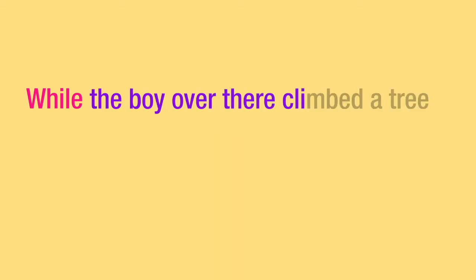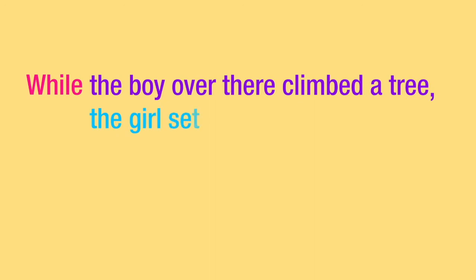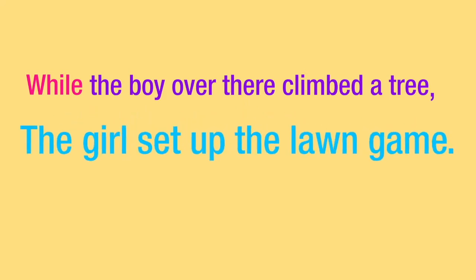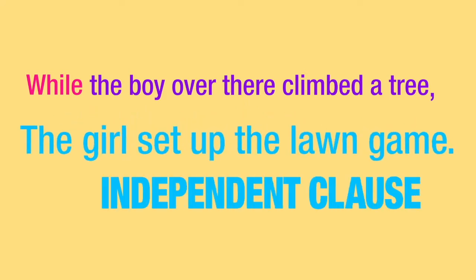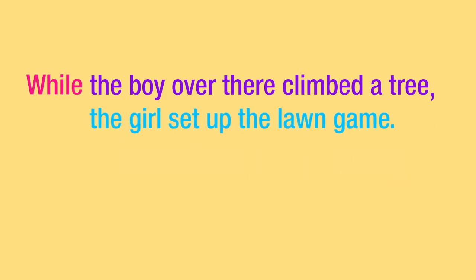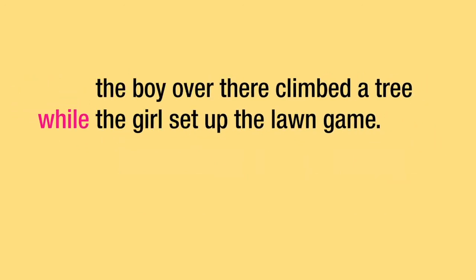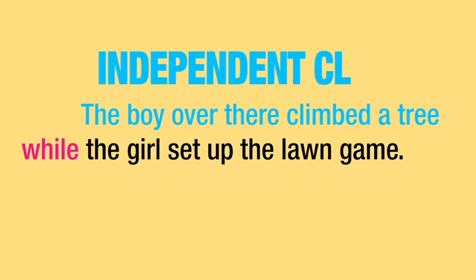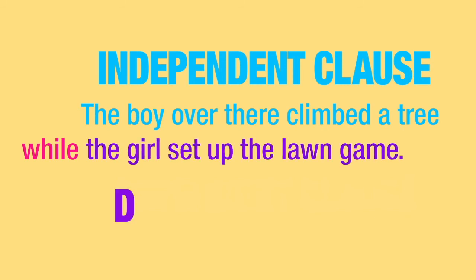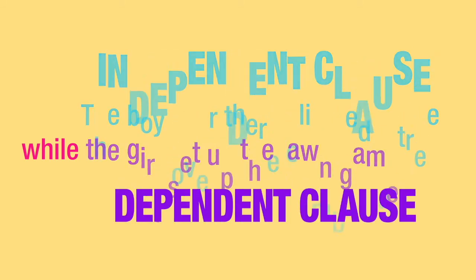While the boy over there climbed a tree, the girl set up the lawn game. So, the girl set up the lawn game. That could be its own sentence, and so that's our independent clause. Now I could move the word while over here, and now all of a sudden, the boy over there climbed a tree. That's the independent clause. And while the girl set up the lawn game, that's the dependent clause.